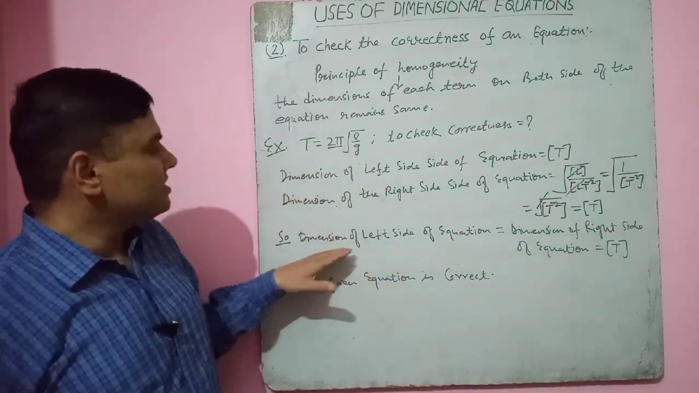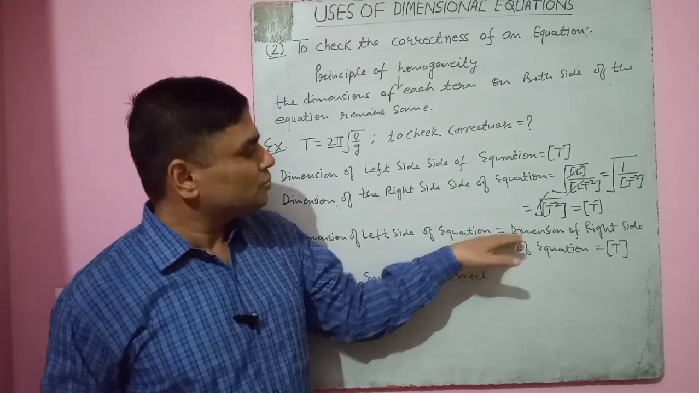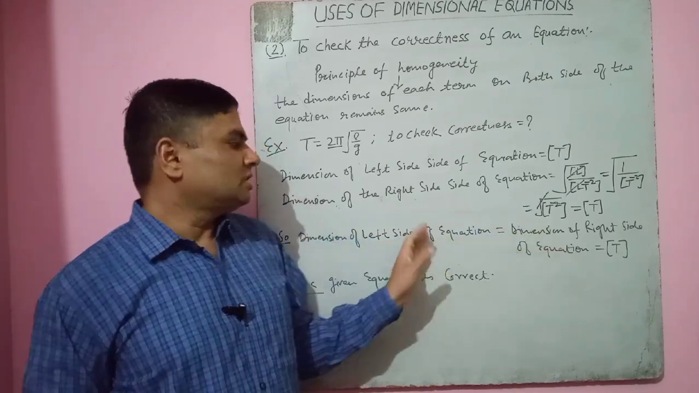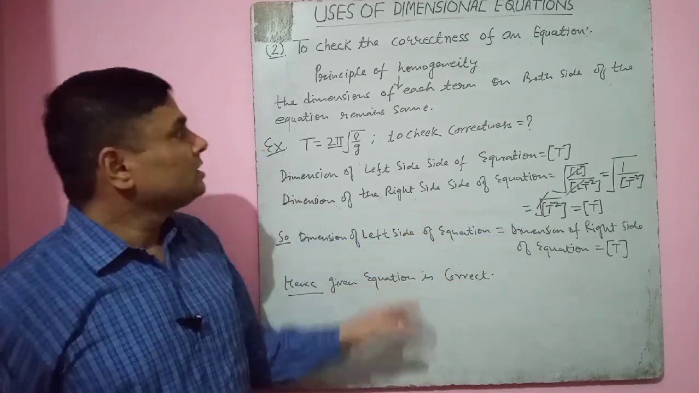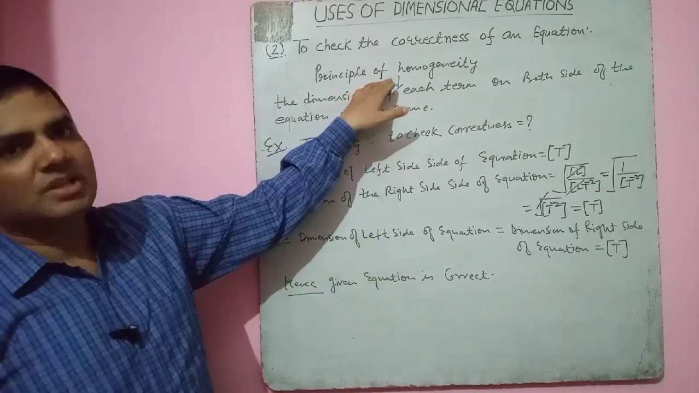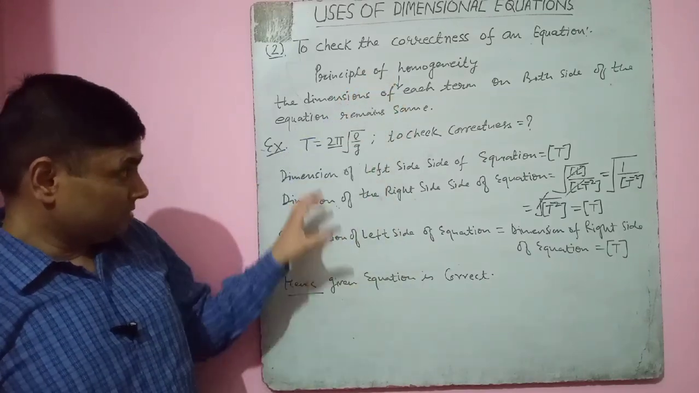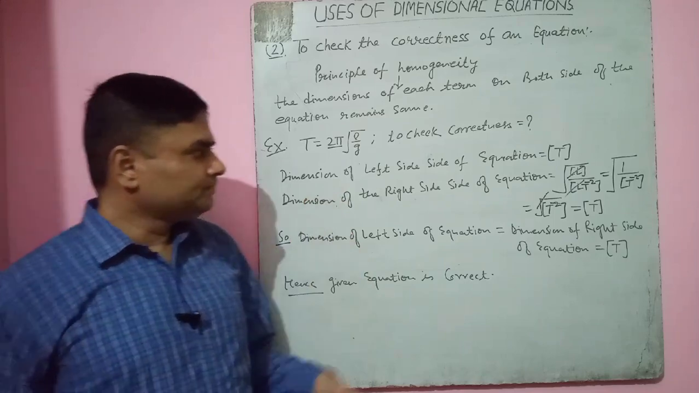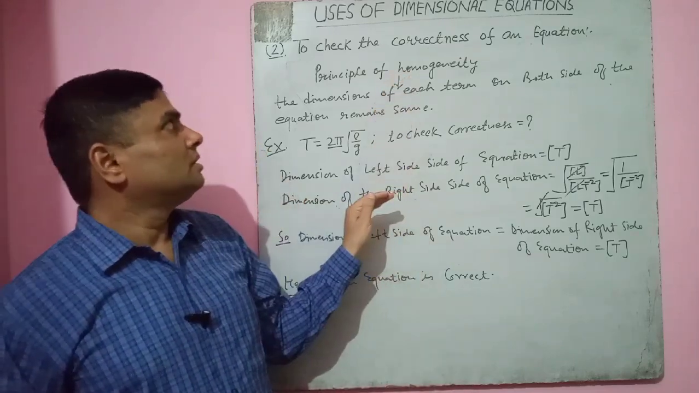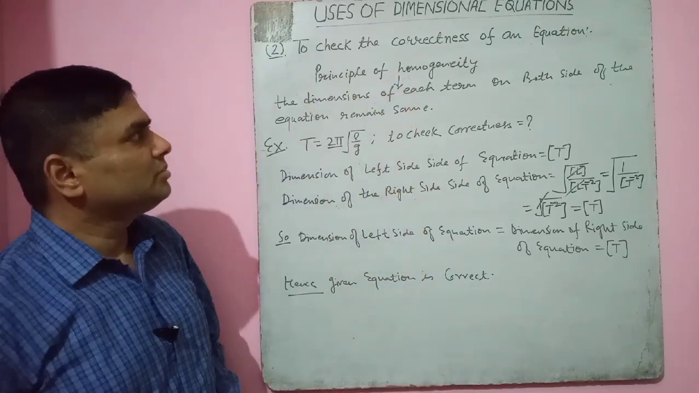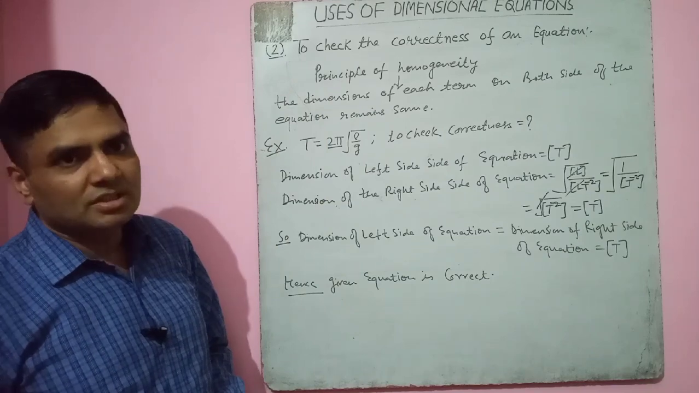If the dimension of the left side of the equation does not equal the dimension of the right side of the equation, then the given equation is not correct. This is the use of the principle of homogeneity. So we have seen this example to clearly understand the principle of homogeneity.